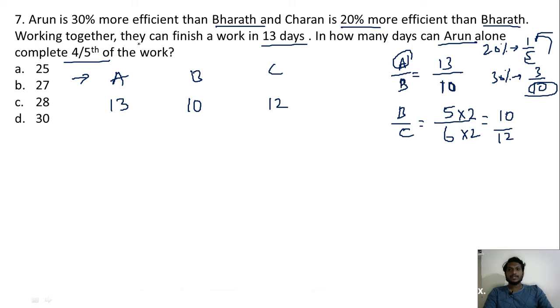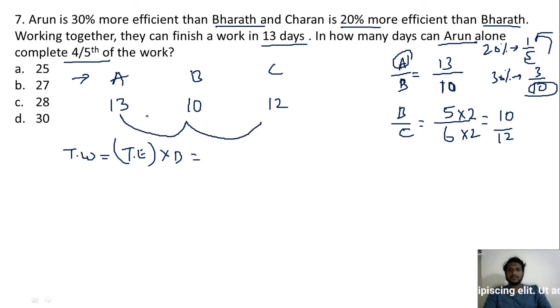Now working together they can finish the work in 13 days. Now we can calculate total work. Total work is equal to total efficiency into number of days. Total efficiency is 13 plus 10 plus 12, that is 23 plus 12, that is 35 into 13. Here this is the total work.